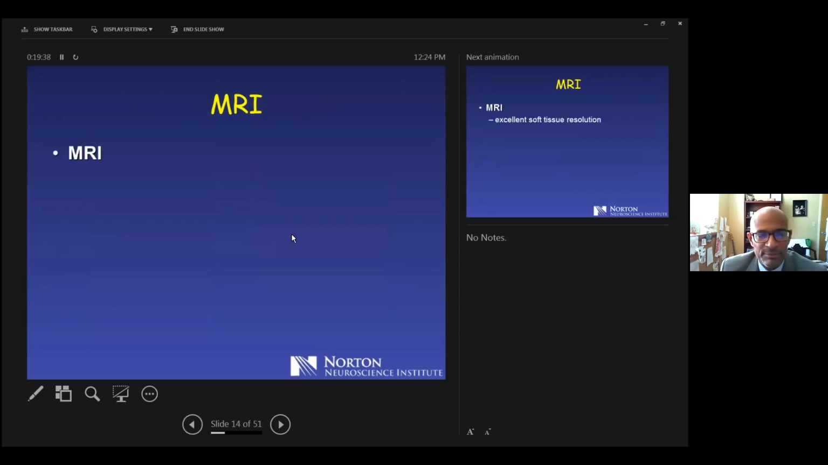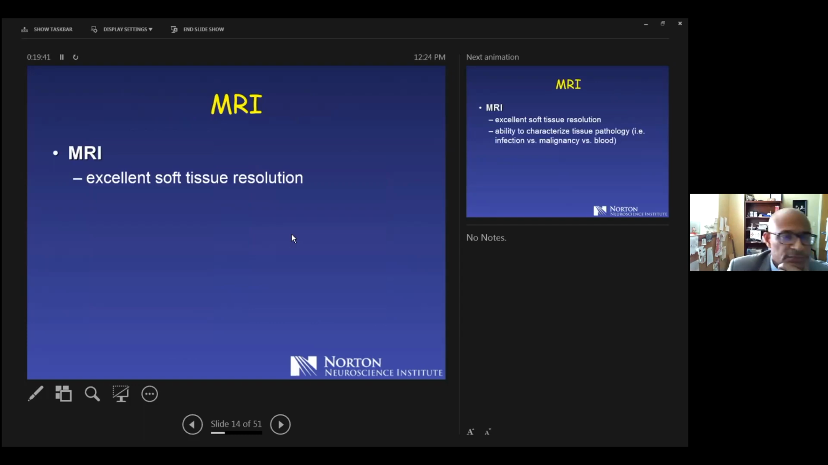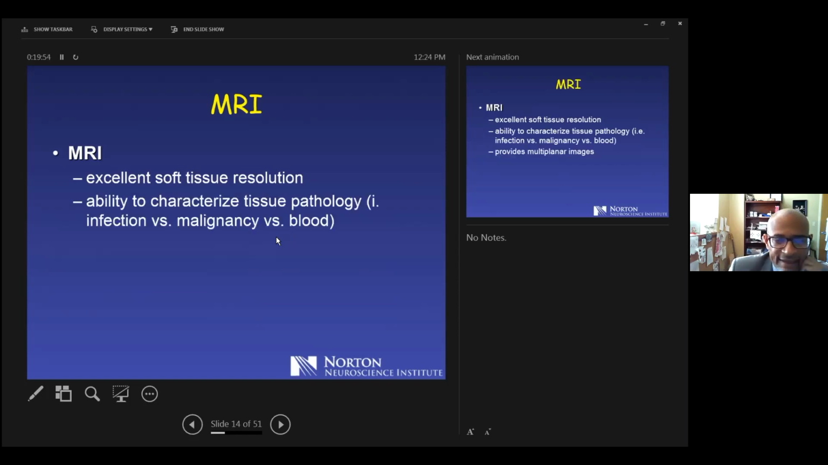Now we're going to talk a little bit about MRIs. They're excellent at looking at soft tissue. You get good resolution of soft tissue, so you can see things like discs and nerves. You can see stuff that's in and around the bone, but it doesn't give you good detail about the bone. Again, it has the ability to characterize tissue. You can look for infections, malignancy. You can see whether it's blood or spinal fluid.